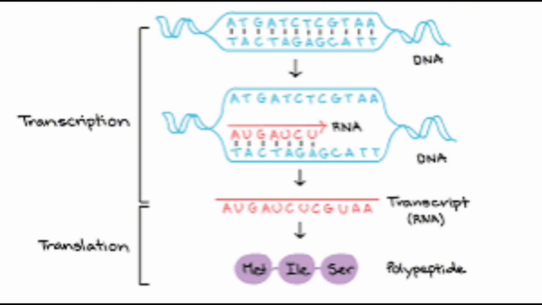In eukaryotic cells, transcription happens inside the nucleus. But in prokaryotic cells, like bacteria, there is no nucleus. Instead, transcription occurs directly in the cytoplasm. Despite this difference, the process works the same way in all living organisms. Now that we have our mRNA, it's time for the next step, translation.